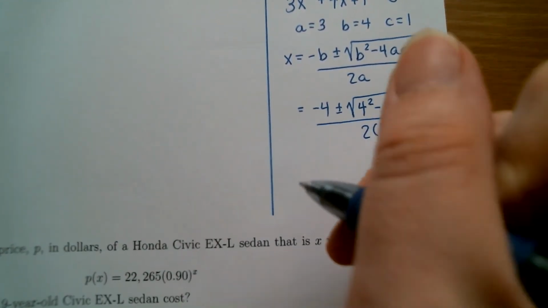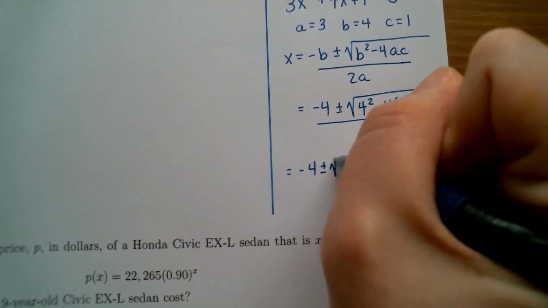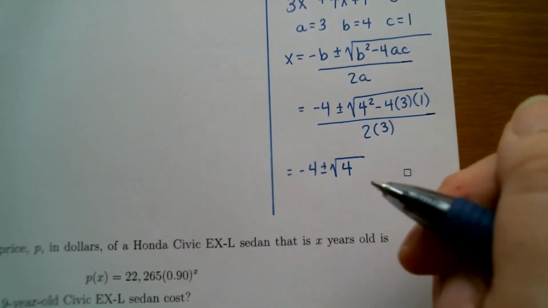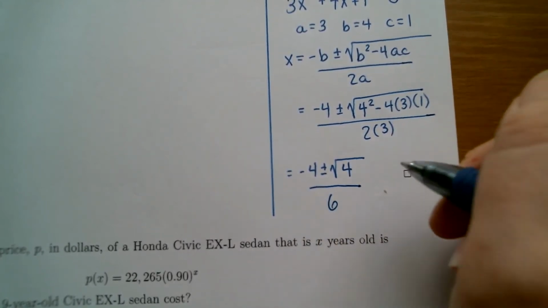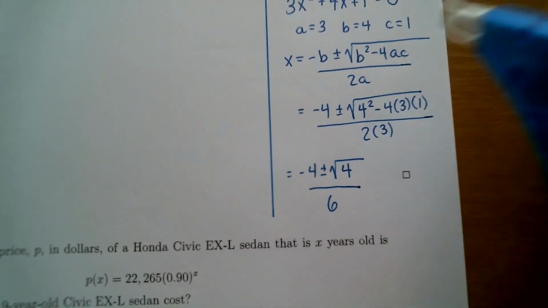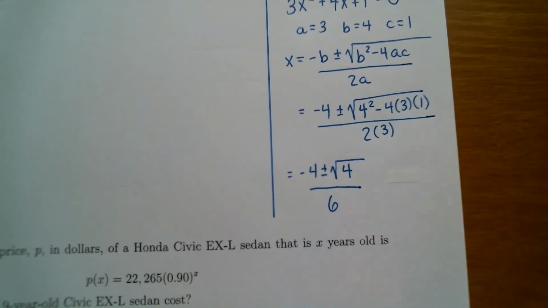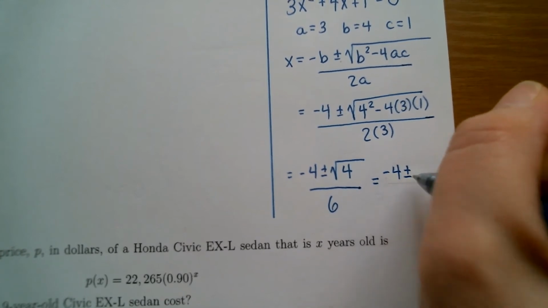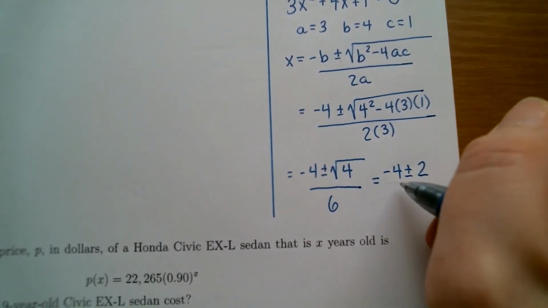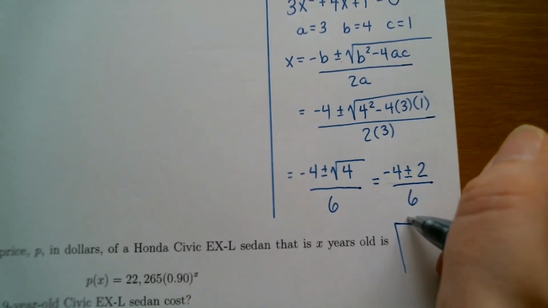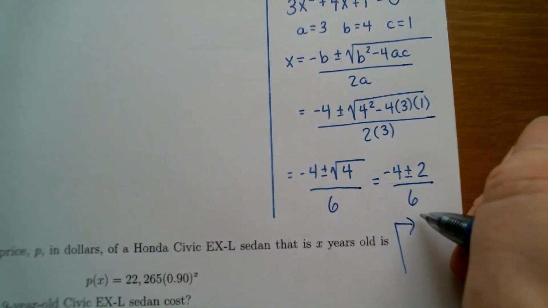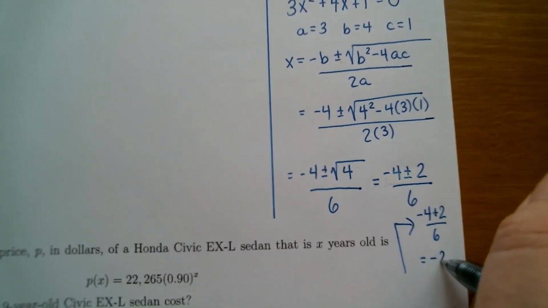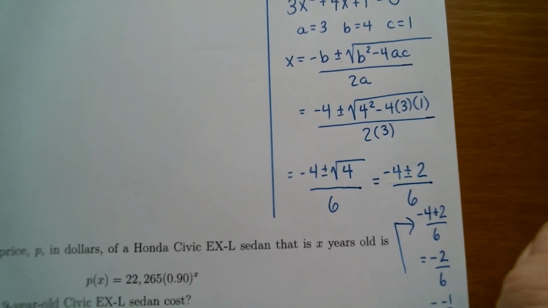Simplify under the square root. So we're going to get negative 4 plus or minus the square root of, this is going to be 16 minus 12, that's going to be 4, over 6. So we're going to get negative 4 plus or minus the square root of 4 is 2 divided by 6. So we end up with 2 solutions here. Negative 4 plus 2 divided by 6. That is negative 2 over 6, which is negative 1/3.